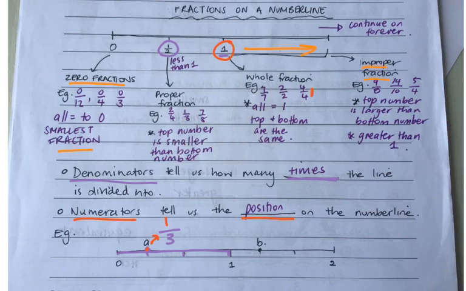So let's look at point B. The denominator tells us how many parts the line is divided into, and we know that it's divided into 3 parts. The numerator tells us the position. So if I wanted to go to this point here, we go 1, 2, 3, 4. So it is 4/3. So point B is 4/3. And as you can see, its numerator is larger than its denominator, and that's because it is a number larger than 1, because it is after 1 on the number line.